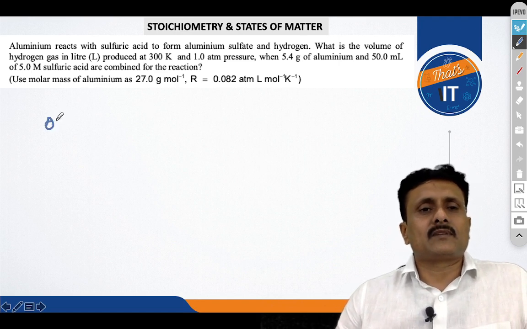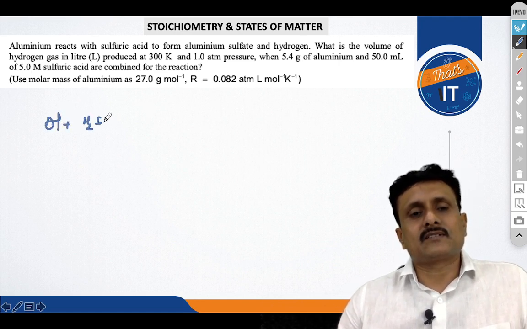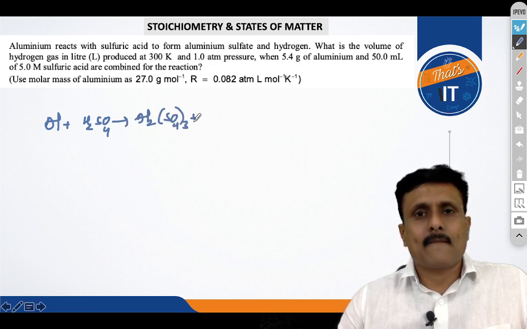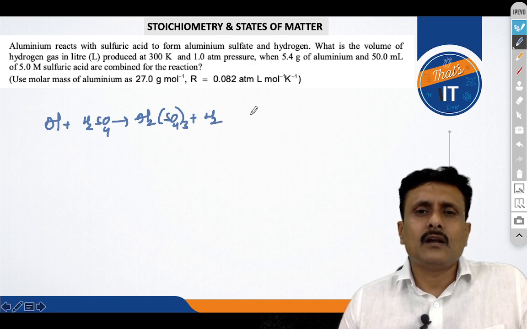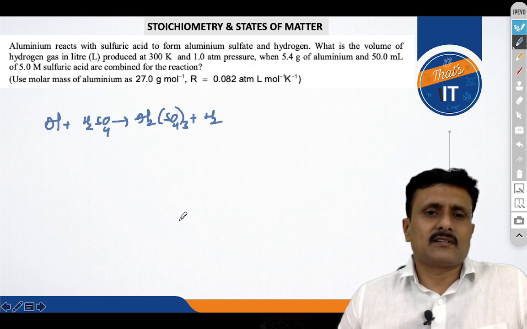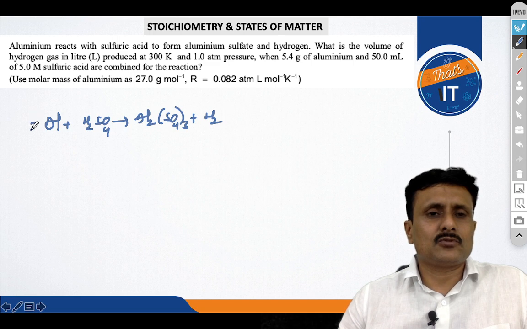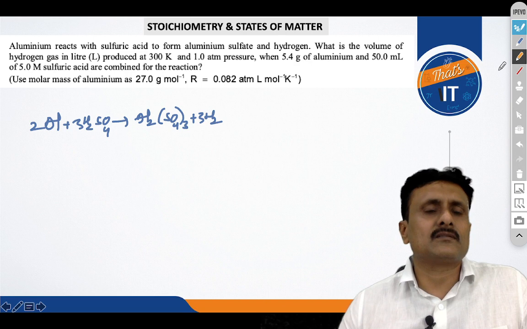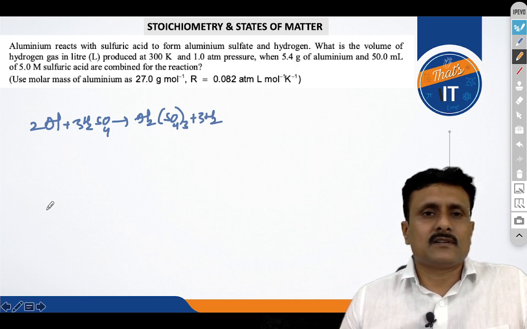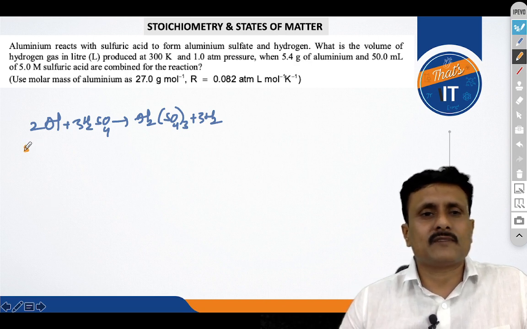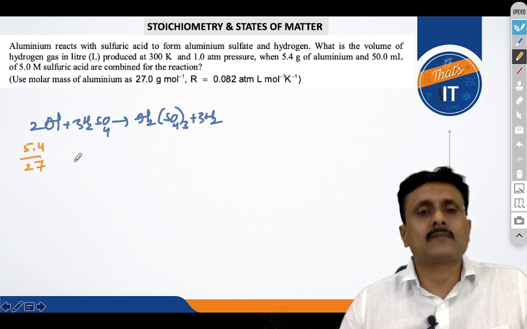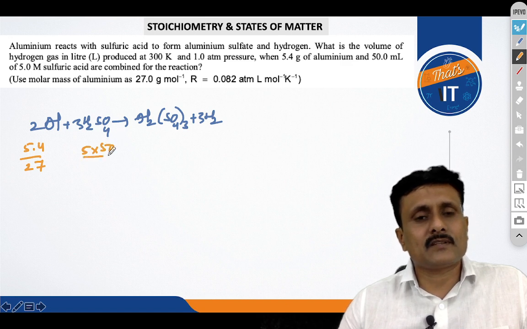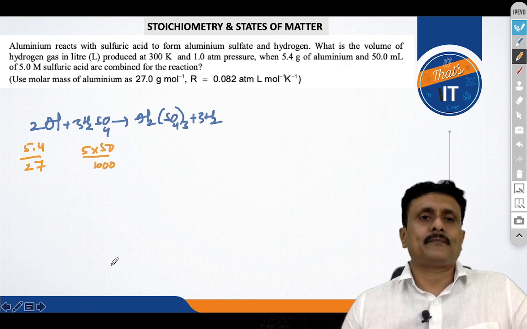Same question, aluminum reacts with sulfuric acid. We have studied in our childhoods, right? So we get aluminum sulfate plus hydrogen gas. Again, limiting reagent funda looks to be there. So 2 moles and sulfates are 3, and a balanced equation is required. So how much aluminum was taken? 5.4 divided by 27 moles, right? Molarity into volume in liters. This will give you the moles of it.